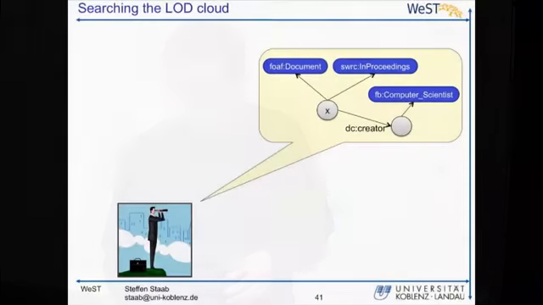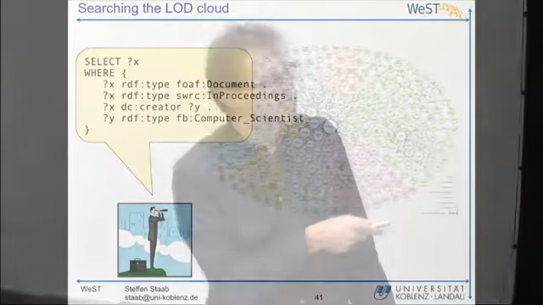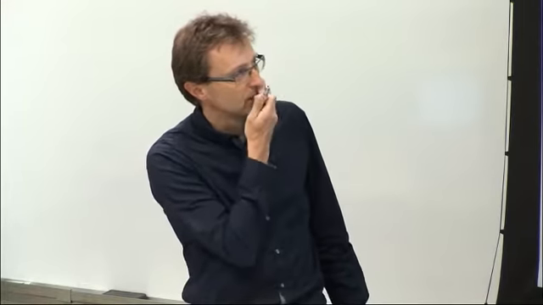So here would be a typical example. You're interested, for example, in some set of documents that appeared in some conference proceedings, written by a computer scientist, and you would have a SPARQL query for that. So that's the SPARQL query. You're interested in some X of type document, of type in proceedings, where there's some creator that is a computer scientist. And you have the linked data cloud. And you want to find out where do you find such a piece of information, right?